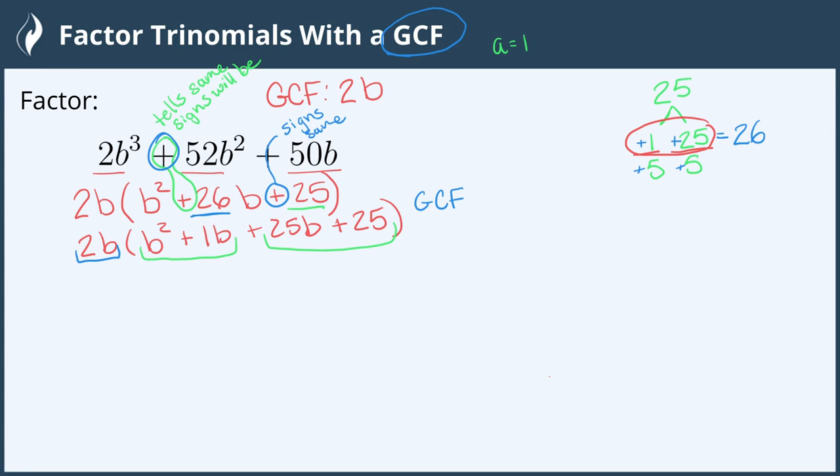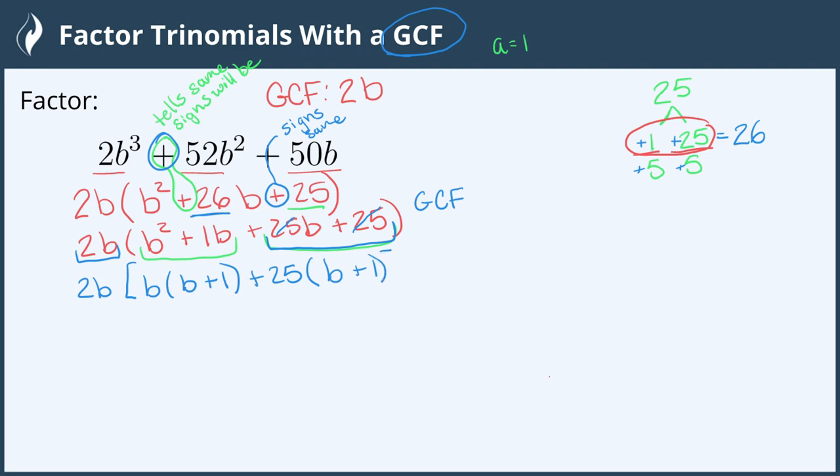So b squared plus b has a greatest common factor of b. So we're going to hang the 2b out here, keep it out front, and we're going to give it a bracket here just so that we can see that it's going to stay outside. And we have our b on the outside, and we factored it out, so we have one more b left there, and 1b divided by b is just 1, so we'll leave it there. Now we'll look at the next two. 25b plus 25 has a greatest common factor of positive 25. That leaves behind b, and 25 divided by 25 is 1, so plus 1.